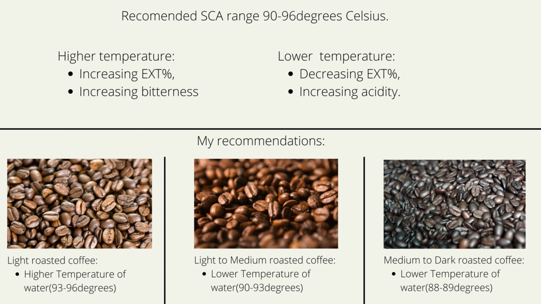So that's when it comes to the temperature. The standard in specialty coffee is between 90 and 96. Lighter roast, higher temperatures. Lighter to medium roast can be a little bit lower temperatures. Medium to dark, lower than 90: 89, 88.